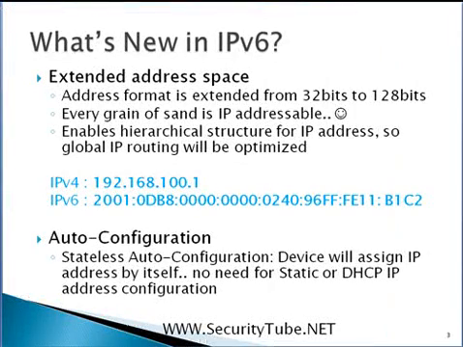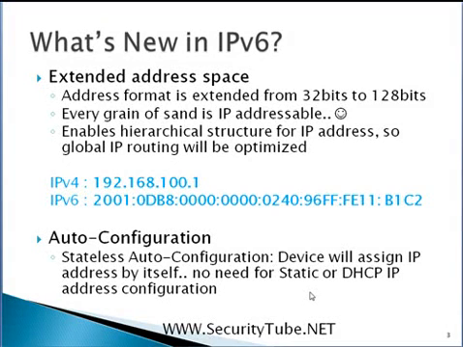Let's look at some important features of the IPv6 protocol. First and very important feature, why the protocol came into existence, is the extended address space. IPv4 was 32-bit addressable. IPv6 has 128 bits of address space. So 2 to the power 128 is the number of possible IP addresses, and with those many IP addresses, every sand grain on this earth can be IP addressed.